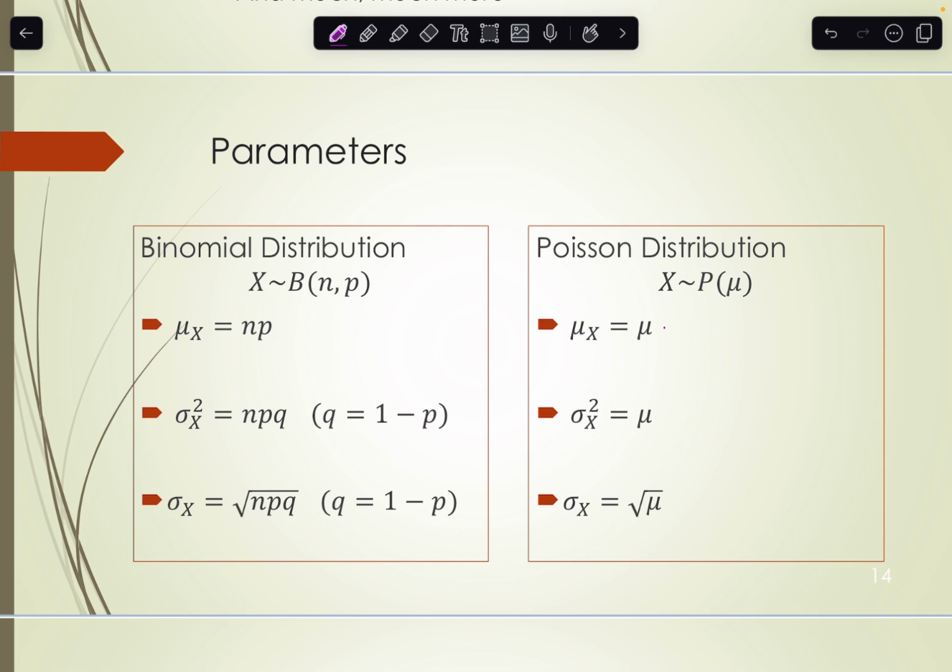For the Poisson distribution, the mean is equal to the mean you're trying to model. What's very interesting is that the variance is equal to the mean. So whatever the mean, if the mean is bigger, the variance is bigger. The standard deviation is the square root of the mean in that case. So that's really only true for the Poisson distribution. That is not true in general.